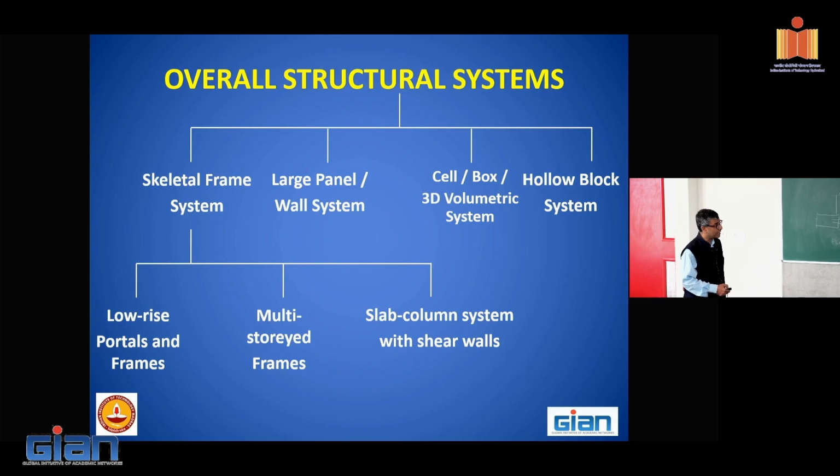The skeletal system can again be further classified into low-rise portals and frames, which are mostly for industrial buildings, or multi-storied buildings, which are more for residential or commercial buildings. There is a third system which is not adopted in our country that much. I am not very familiar with it, which is similar to the flat slab system. Here, the slabs are cast on the ground, lifted up by jacks, and then supported on columns. That is called the lift slab system. It is a slab column system, and then we have to put shear walls for the lateral load resistance. But these are the two which are common in our country.